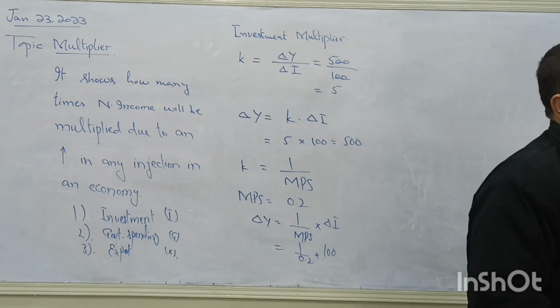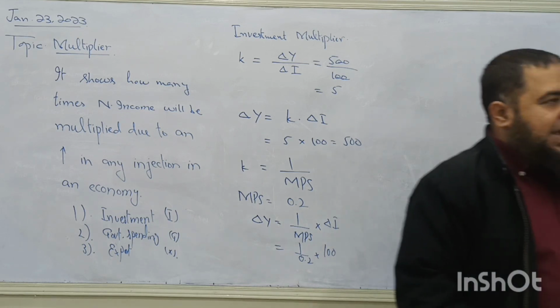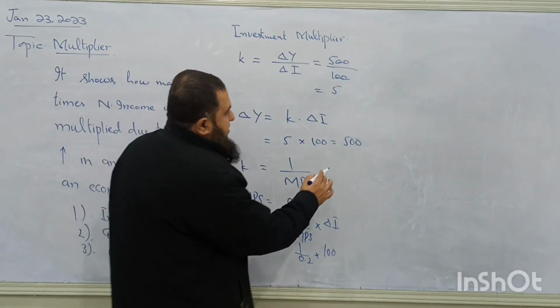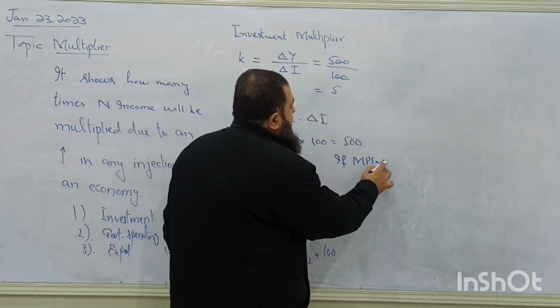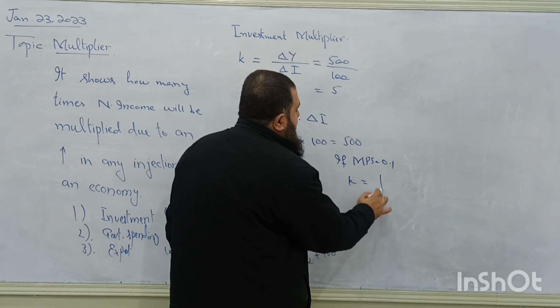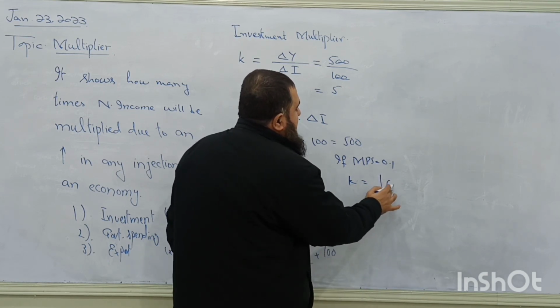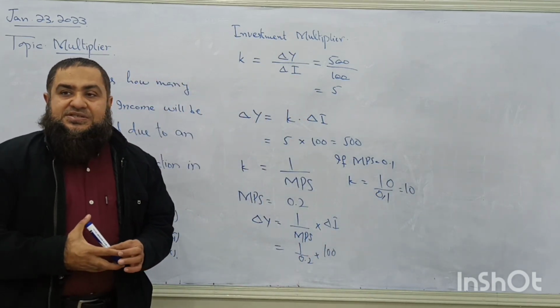0.1 is the MPS value. 1 over 0.1 will be equal to 10. So when MPS is decreasing, say MPS is 0.1, the multiplier will be 1 over 0.1. If we raise this decimal, it will be 10. So now national income will increase 10 times.